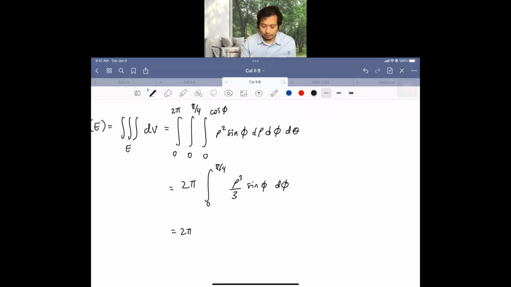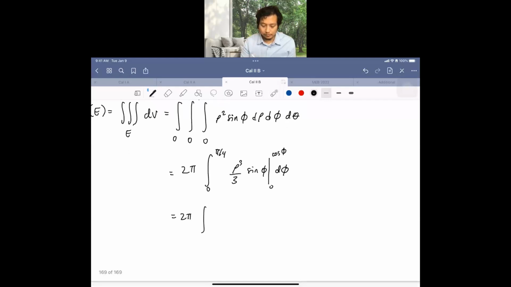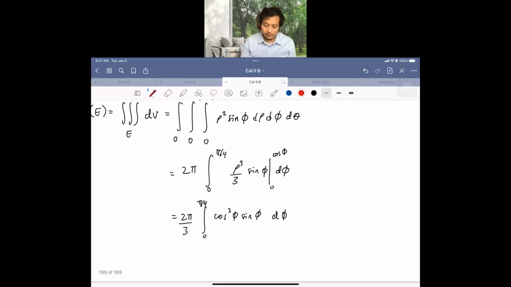And this part will be rho cubed, we need to substitute first. So cosine cubed sine psi over 3 d psi. Okay. And we could start with substitutions. Use substitutions. So we could start with u equals cos psi, and du will be minus sine psi.